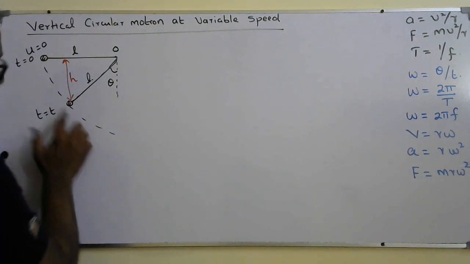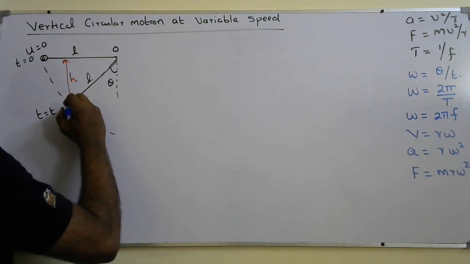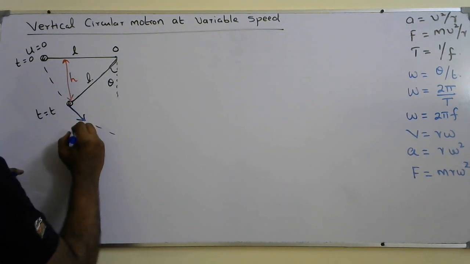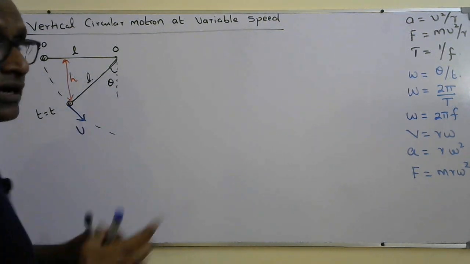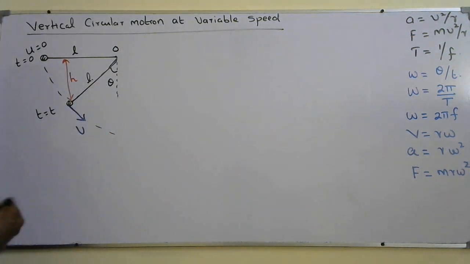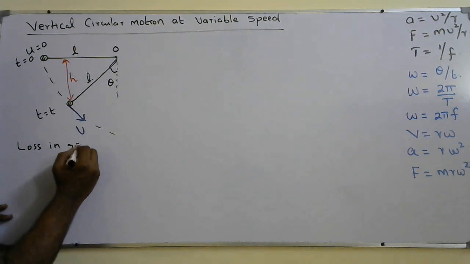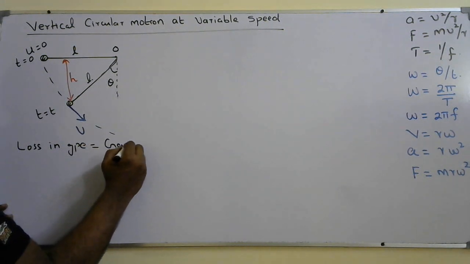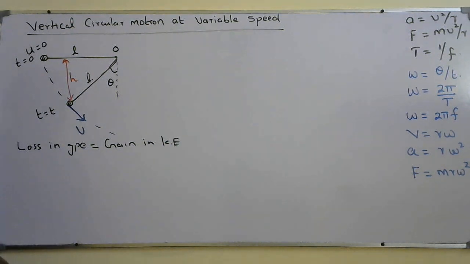At this instant, the velocity will be along the tangent. I'll explain about the forces at this instant. First, I'll show how to find the speed. So there I can say loss in GPE equal gain in kinetic energy. Loss in GPE equal mgh.